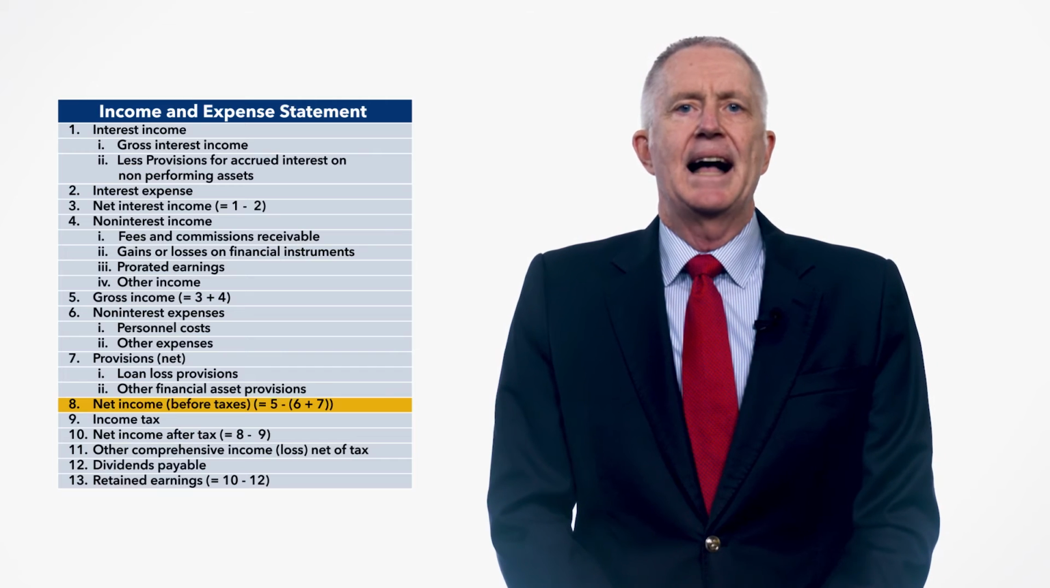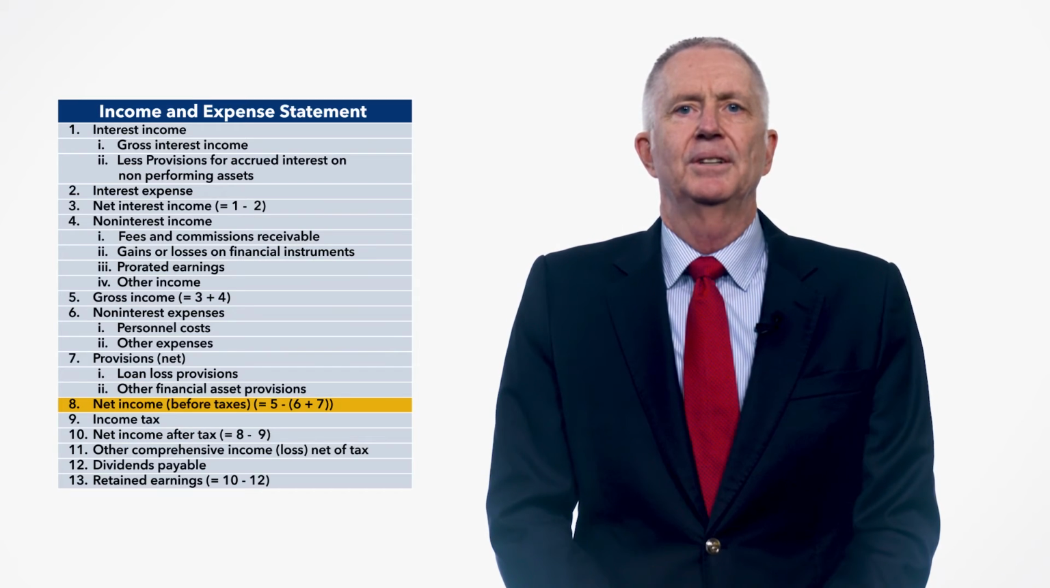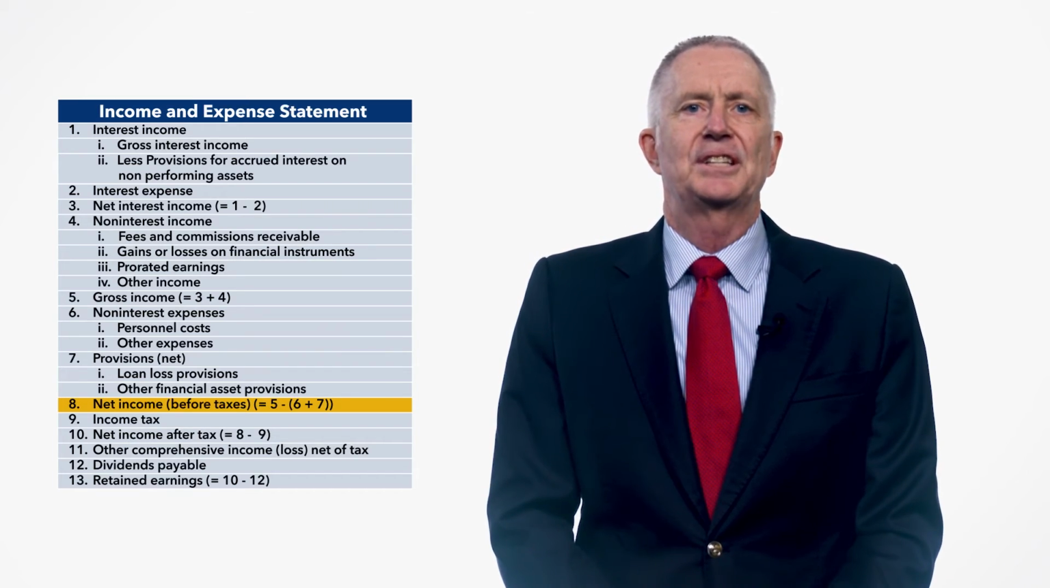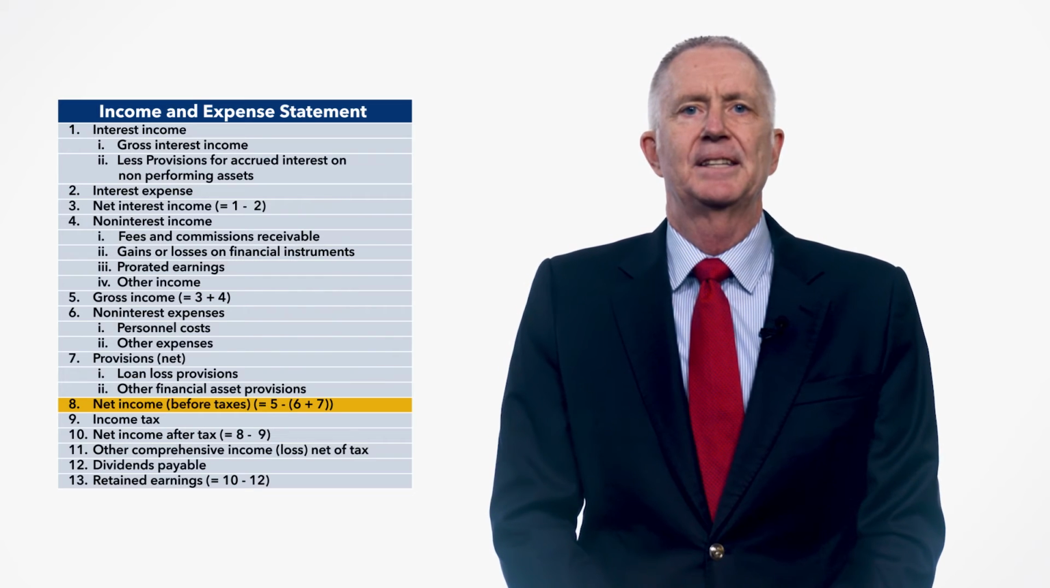Other financial asset provisions include the expense incurred to establish an allowance for ECL for any financial assets, other than loans, which are within the scope of IFRS 9. Net income before tax, line 8, is gross income less non-interest expense and net provisions expense.